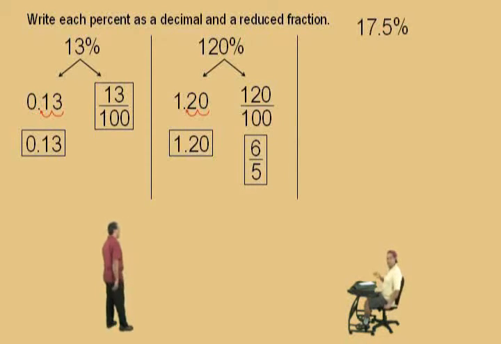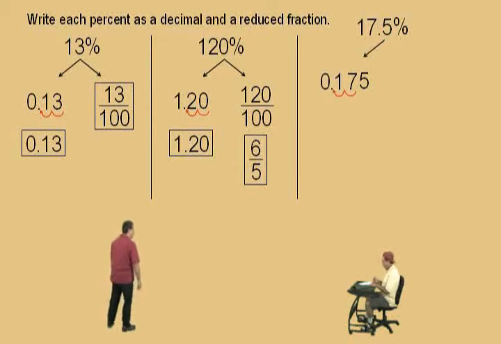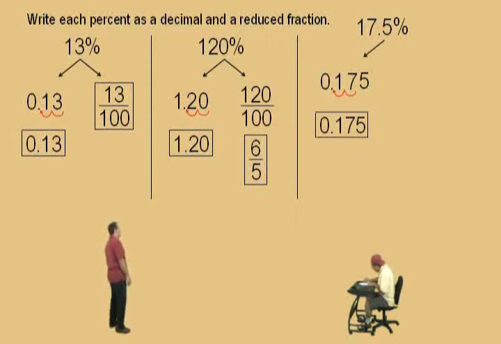Now, here we go. 16.5%. I'm sorry, 17.5%. I get distracted. Keep it down over there, Charlie. Okay, to write it as a decimal, move the decimal which way? Left. That's right, and we end up with 0.175. Very nice there, Charlie.